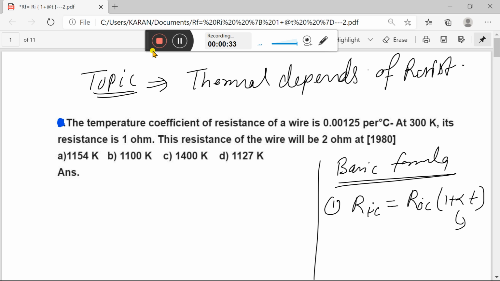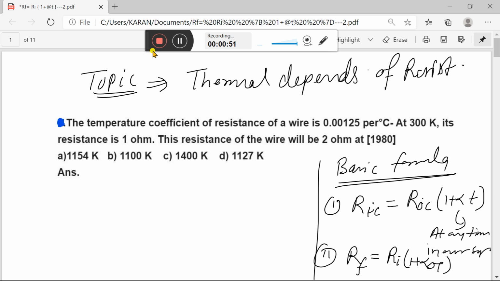Here alpha, in our syllabus, is a constant. We can also use this formula sometimes: R final equals R initial times (1 plus alpha delta T).